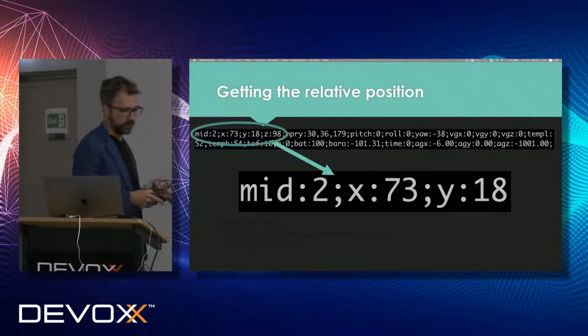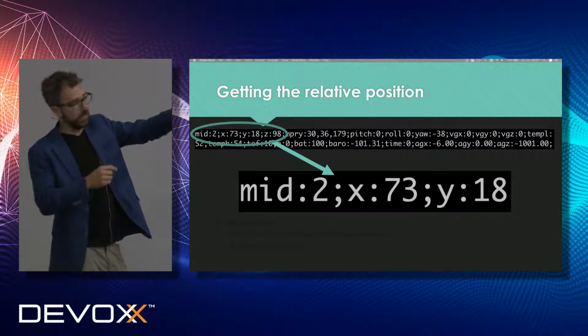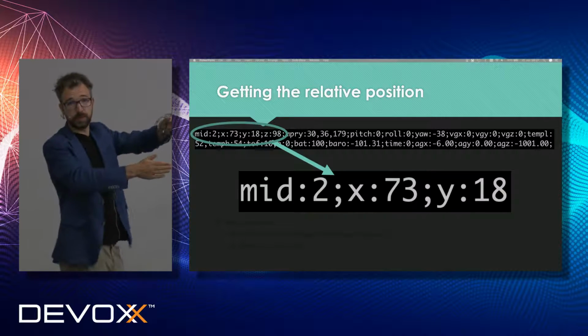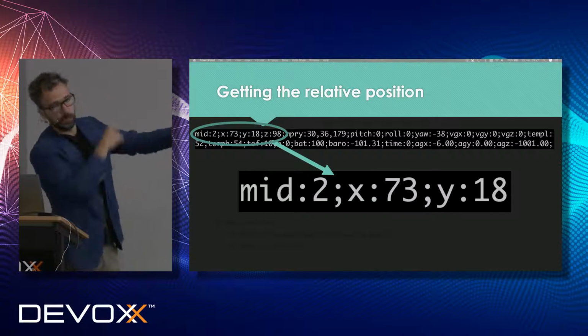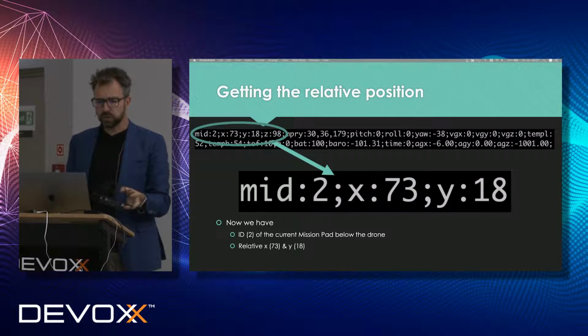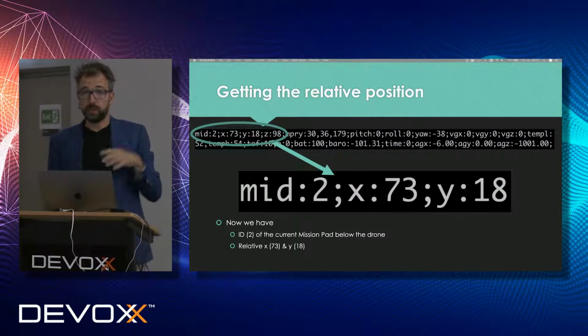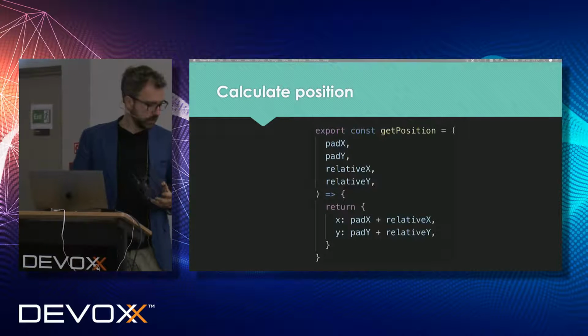So it just knows that right now, 73 is about this distance, and then 18 on the y is about this distance. So it just knows that it's flying somewhere here. You also see the z, by the way, but just to simplify, I only mention the x and the y. So now we have the current position of the drone, because we have the mission pad and we have the relative x and the y.